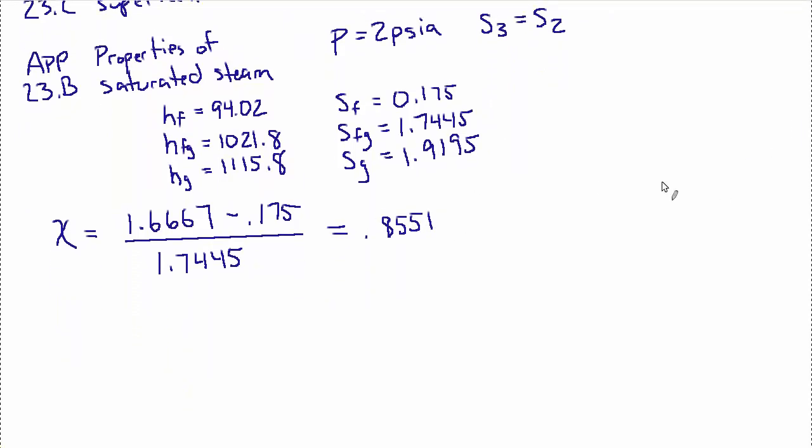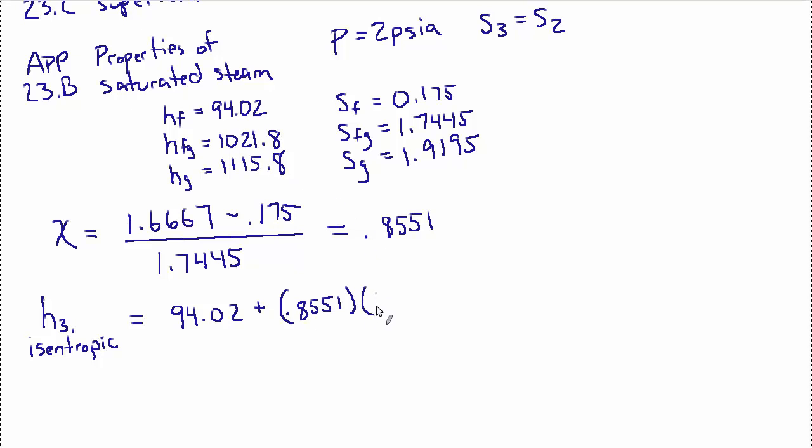And since we have the enthalpy values right here, we can use the quality to find out what the enthalpy is at state 3. So H3, now I just want to make this really clear, we're assuming that the expansion is isentropic, that it's an ideal expansion. We know it's not, and we're going to account for that with the efficiency later, but we're finding H3, assuming it's isentropic, is 94.02, that's the lower end, plus the quality times the distance between the two, 1021.8, and that equals 967.7 BTU per pound mass.